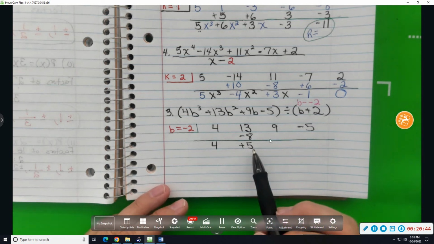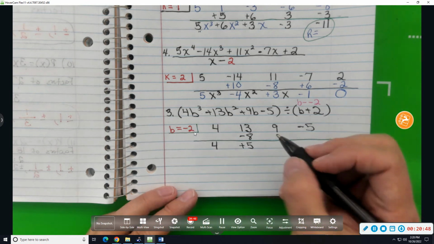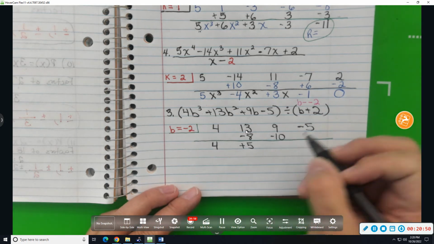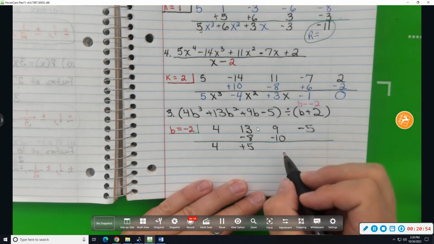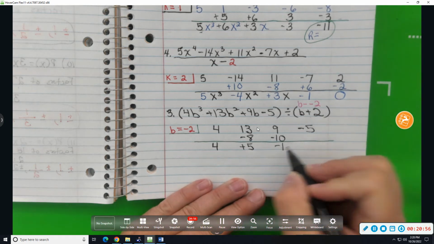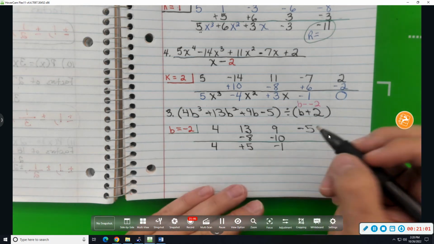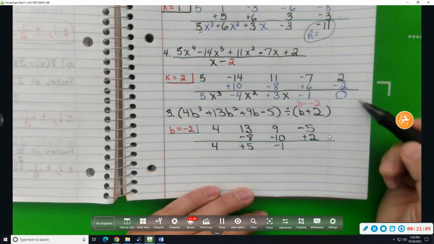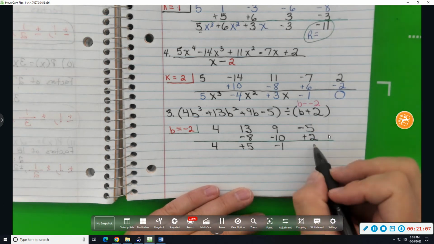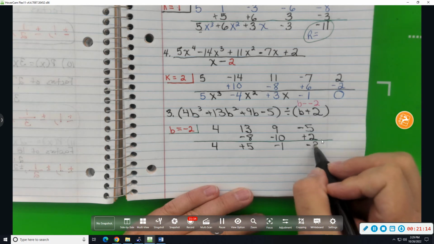And then you take the 5 times negative 2. That gives us a negative 10. 9 minus 10 gives me a negative 1. Negative 1 times negative 2 gives me a... In the previous problem, we had a remainder of 0. What's going to be our remainder here? Negative 3. Negative 5 plus 2 is negative 3.